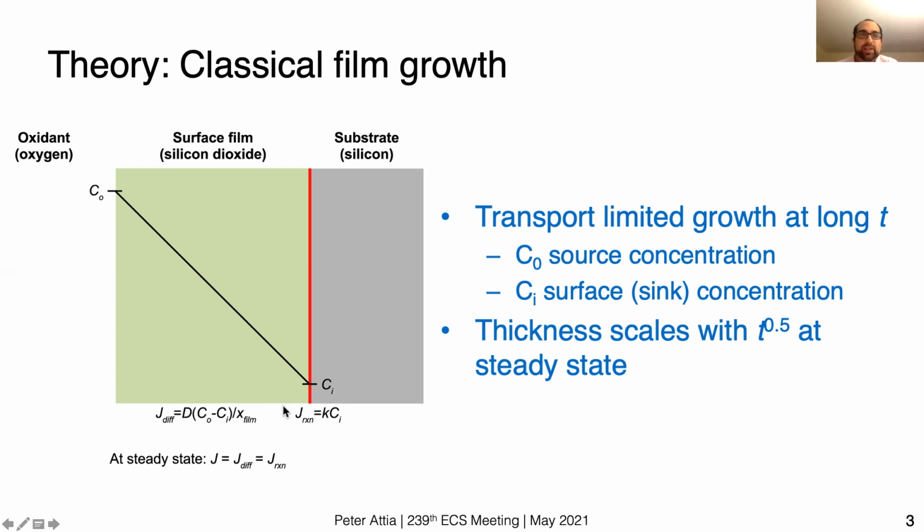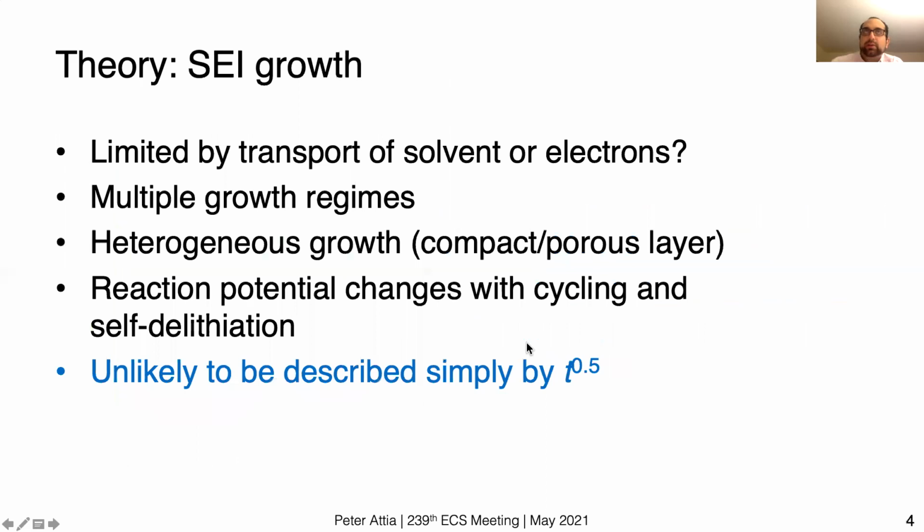There's a few different fluxes here, but at steady state, the diffusion flux will equal the reaction flux. And with some simple algebra, you can find that the thickness of this silicon dioxide layer does indeed scale with t to the 1/2 at steady state. So that model, often known as the Deal-Grove model for the authors that originally created it, that model is, of course, very widely accepted for describing thin film growth.